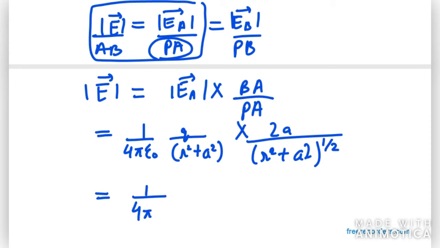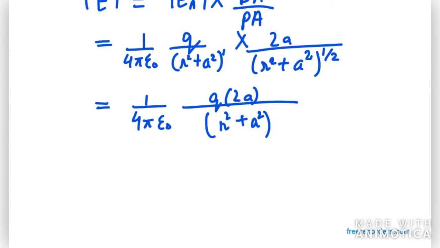Now we have 1 over 4 pi epsilon naught Q twice of A, then we have R square plus A square. As R square plus A square has the same base, but their powers are different, we can add the powers. So it will be 3 over 2. Now in this case, as you can see, we have Q into 2A, which can be written as dipole moment.